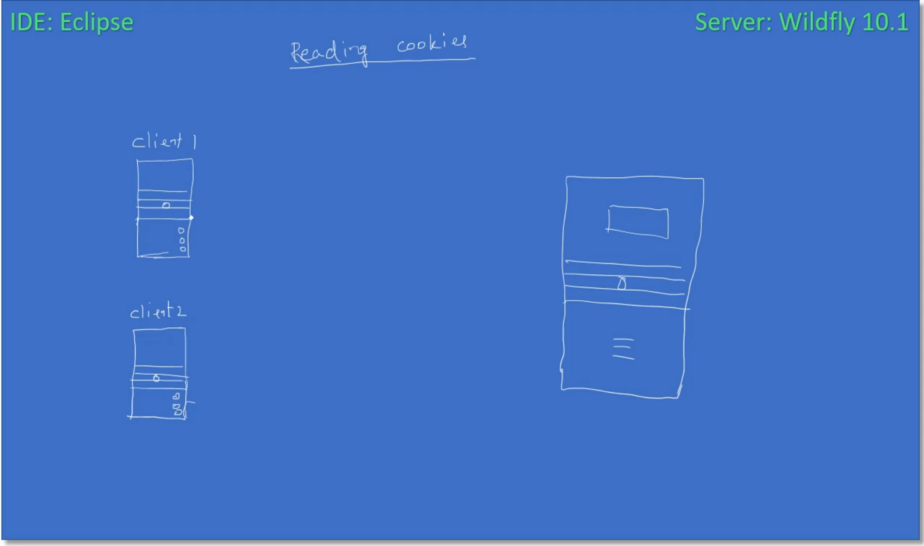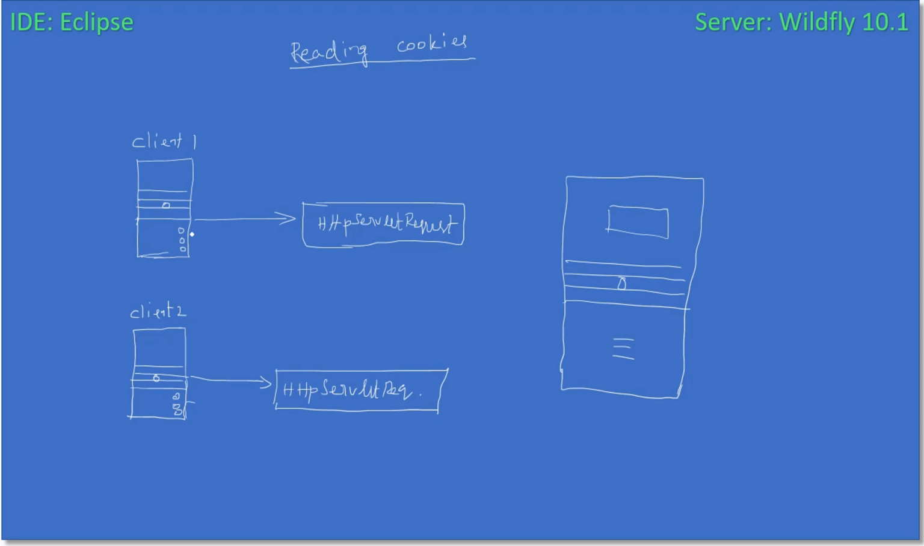So when the client is sending the subsequent request, as you see here, there are two different clients, and when they send the subsequent request, they will read all these cookies, and those cookies go as part of the request. So when the server receives these requests from two different clients, this one is from, let's say, request 1, client 1. This is from request 2, client 2.